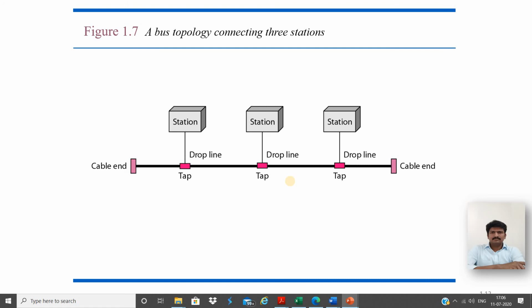The advantages of this topology are easy installation. Each cable needs to be connected with the backbone cable. Fewer cables are required than in mesh and star topology. List of disadvantages we have: difficult fault detection. Not scalable, as there is a limit on how many nodes you can connect with the backbone cable.